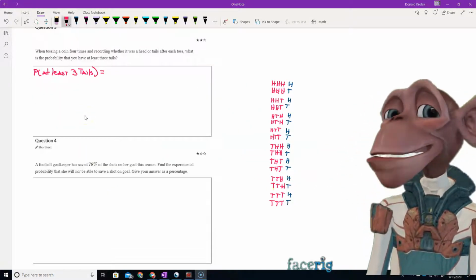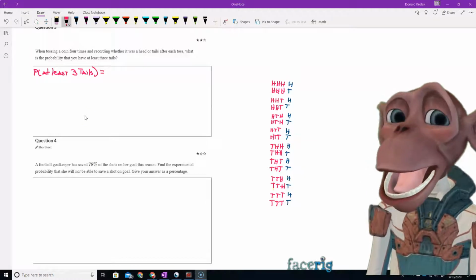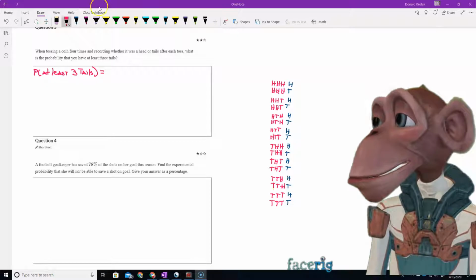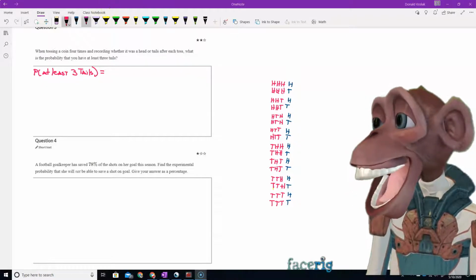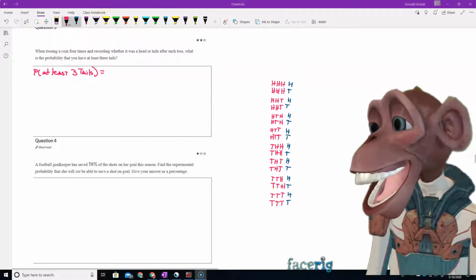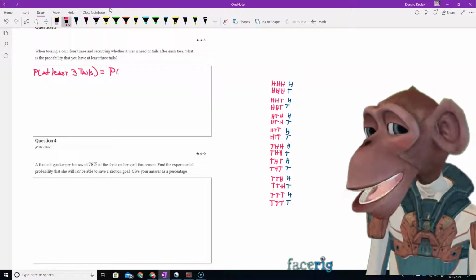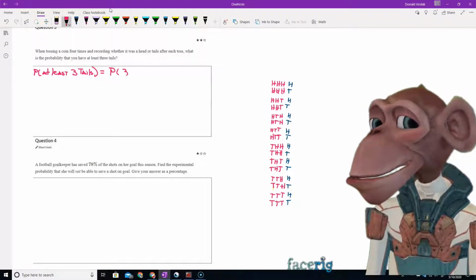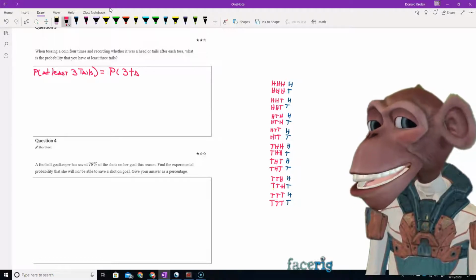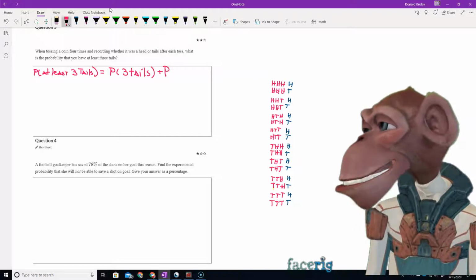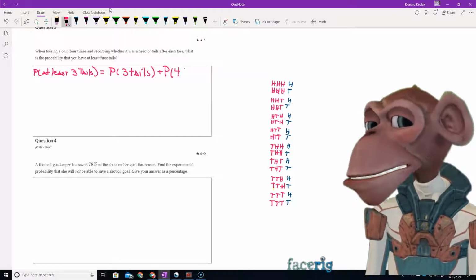When a coin is tossed 4 times, recording whether it is heads or tails after each toss, what's the probability of having at least 3 tails? So at least 3 tails would be made up of the probability of 3 tails plus the probability of 4 tails.